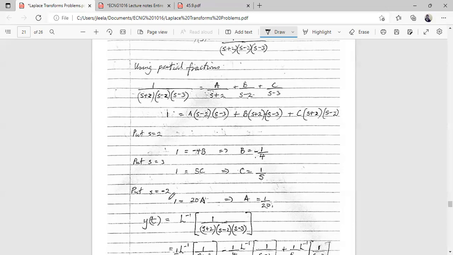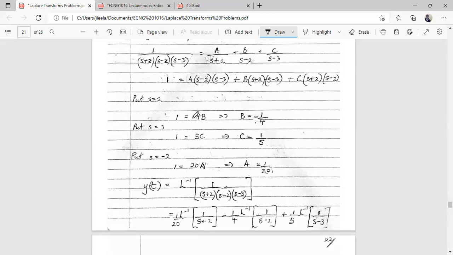And if you put s equal to minus 2, the second and the third terms will vanish. So you get minus 4 by minus 5 is plus 20. A is 1, so a is 1 over 20. Right? I hope you've seen that.